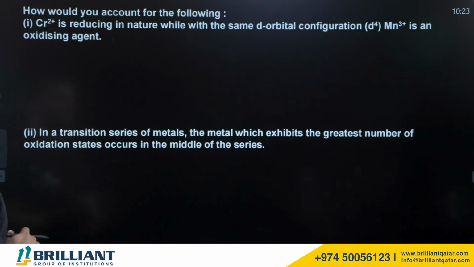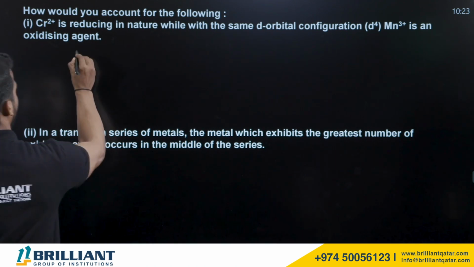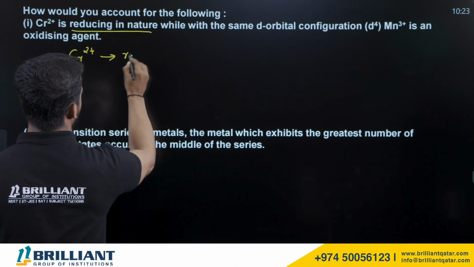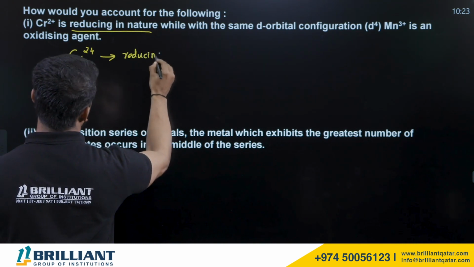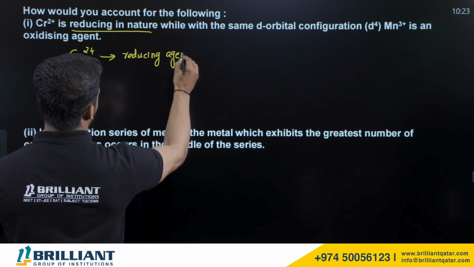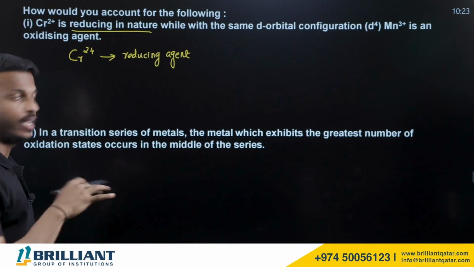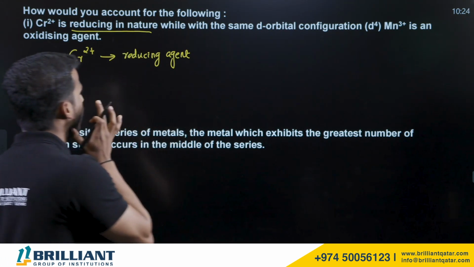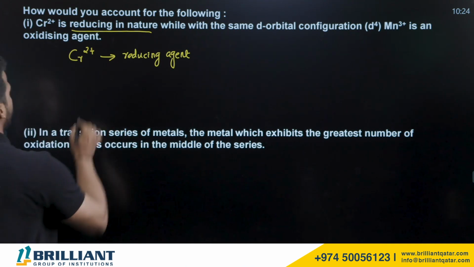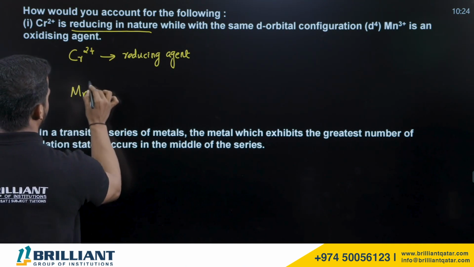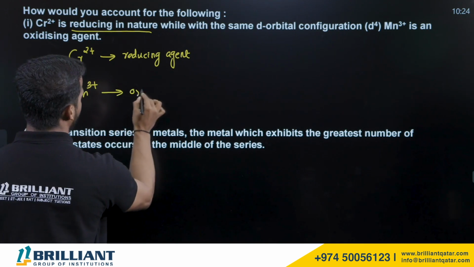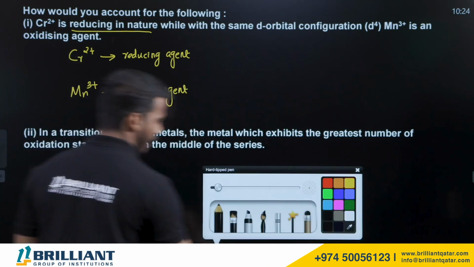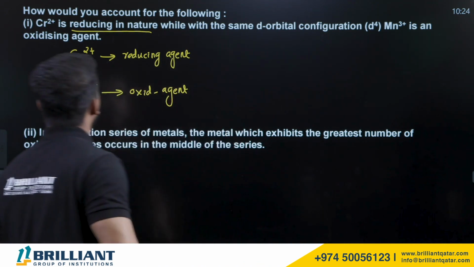How would you account for the following? Chromium 2+ is reducing in nature. Reducing in nature means it is a reducing agent. Chromium 2+ is a reducing agent, while with the same d orbital configuration d4, Mn3+ is an oxidizing agent. Okay, dear student, let us study.